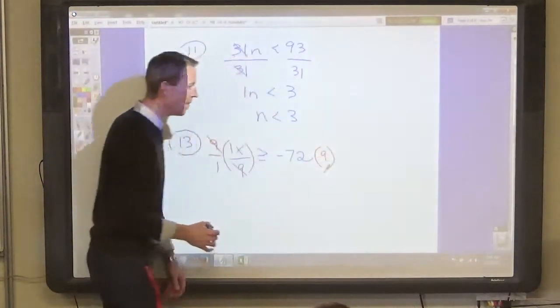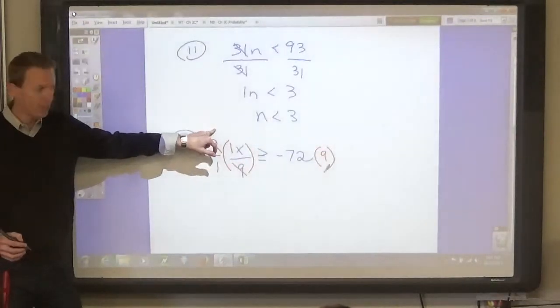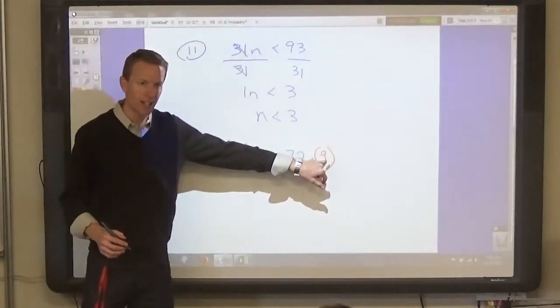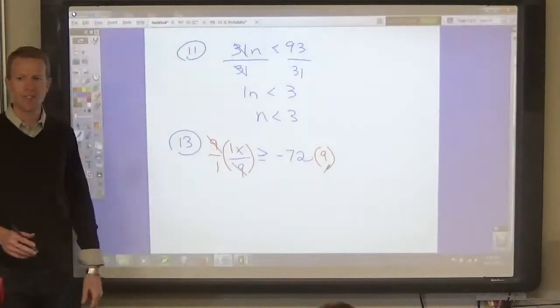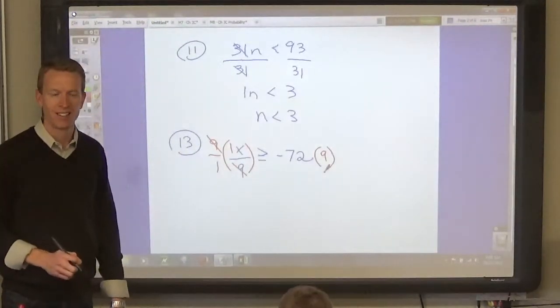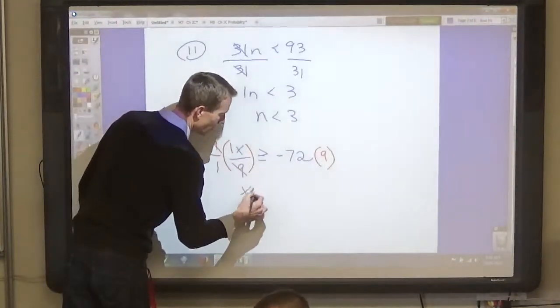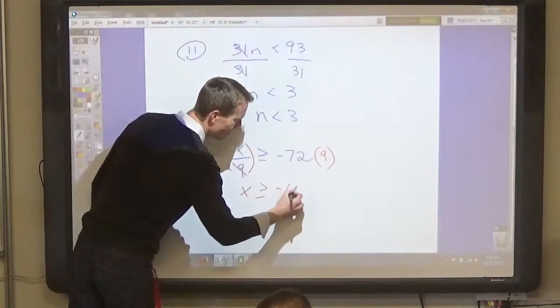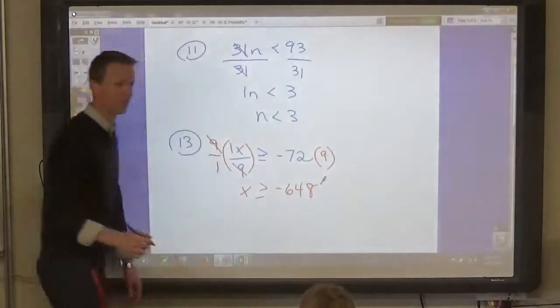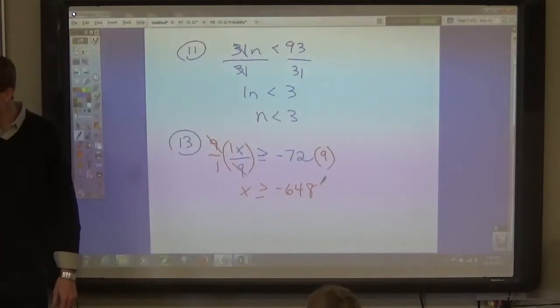Multiply by 9 on this side. If we multiply by 9 on the left side, we have to multiply by 9 on the right side. What's -72 times 9? Jordan? -648. Wow. It's called brain power. Okay. And then graph that. Any questions?